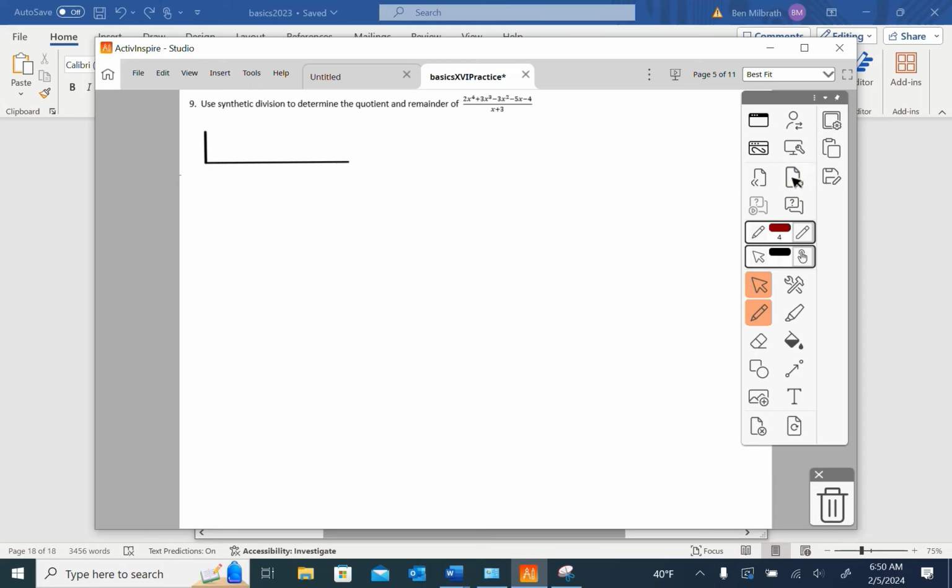Moving on, use synthetic division to determine the quotient and remainder of this thing. And this one has no placeholders. Look at that. There's no need for a placeholder. Let's focus on this right here. If x plus 3 is an even divisor, it's probably not, then x plus 3 is 0, which means that x is negative 3. Put a negative 3 there.